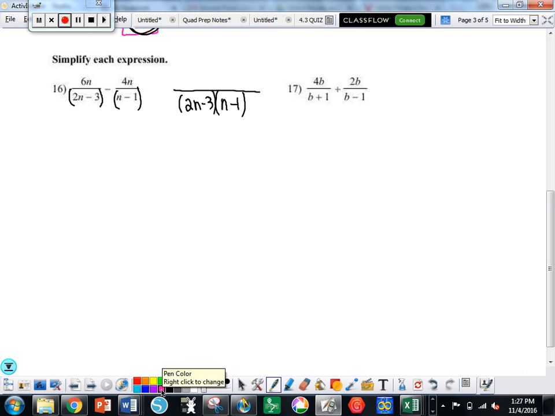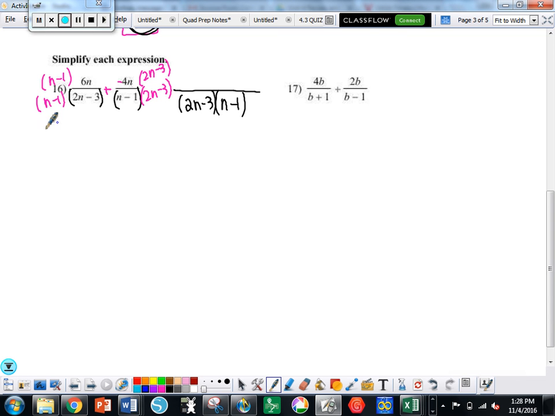Now the first fraction doesn't have the n minus 1, so I'm going to list it right here. The second fraction doesn't have the 2n minus 3, so I will list it right here. Now, just so we don't make the mistake, let's change that to a plus and move the subtract over to the fourth. It is time to distribute.